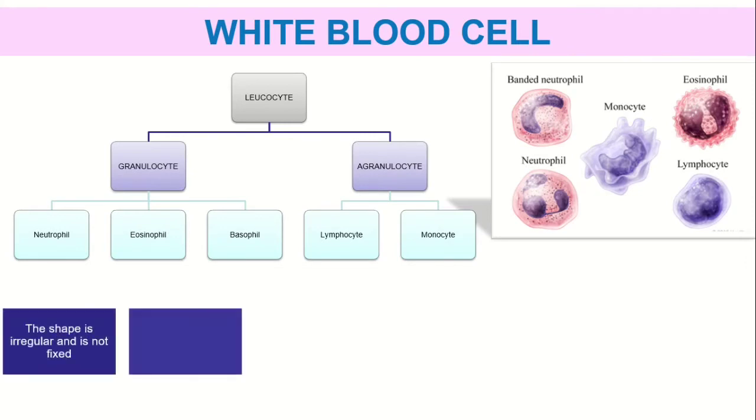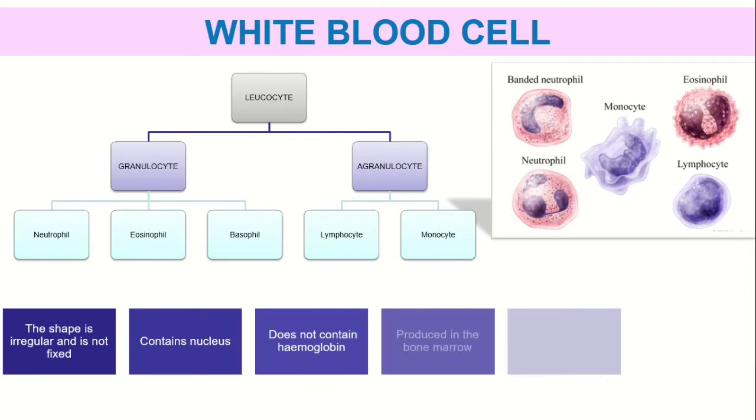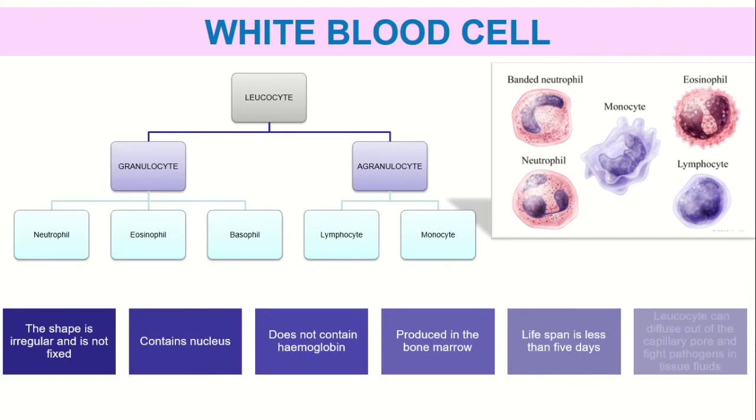The shape is irregular and not fixed. Leukocytes contain a nucleus, do not contain hemoglobin, are produced in bone marrow, and the lifespan is less than 5 days. Leukocytes can diffuse out of the capillary pores and fight pathogens in the tissue fluid.